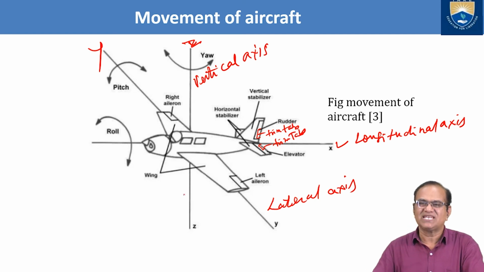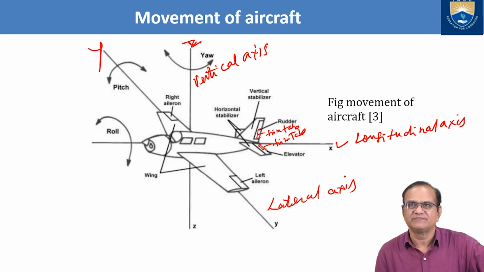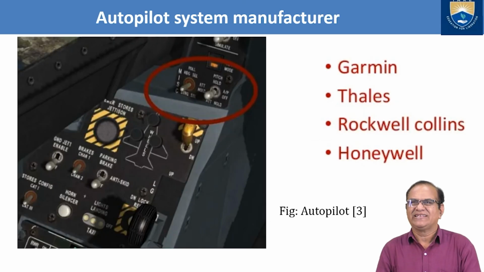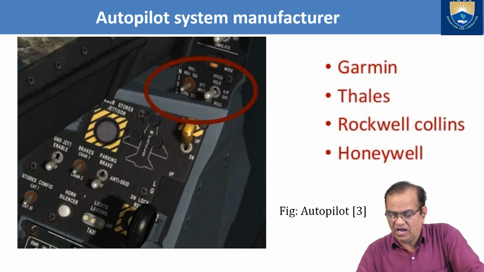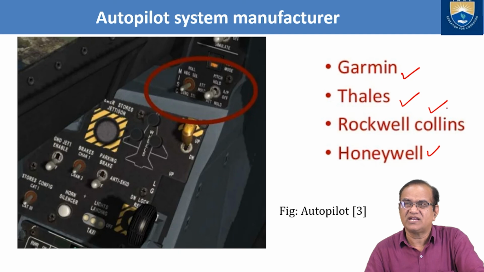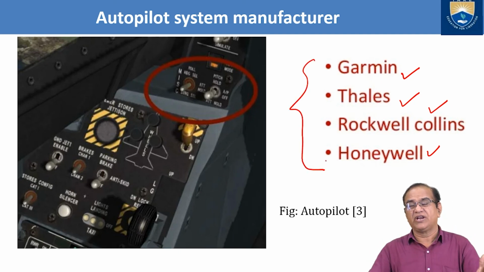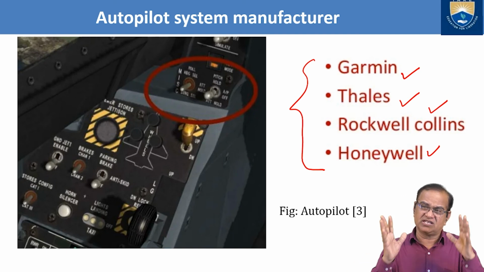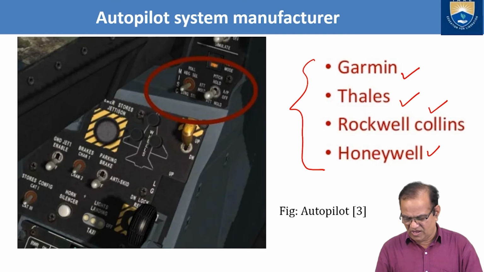And I have previously explained about all these systems, how they are working. These are the autopilot system manufacturers. How many companies in the world are manufacturing them? Garmin is one company, then Thales, Rockwell Collins and Honeywell. These are the avionics companies of the aircraft, world renowned companies. These are the 4 companies which are making the autopilot for aircraft purposes.